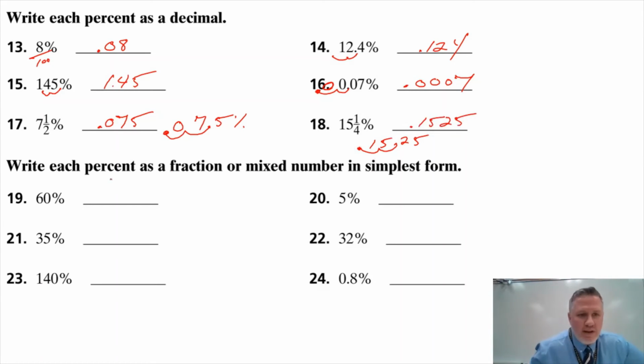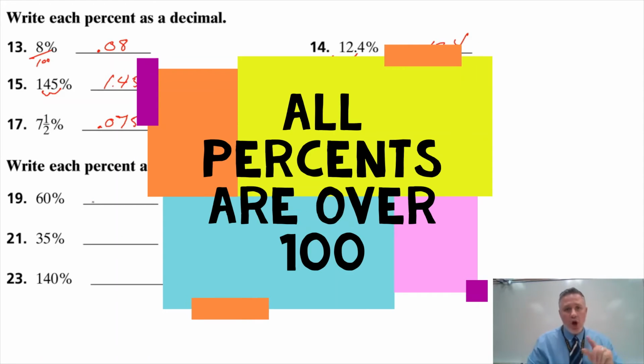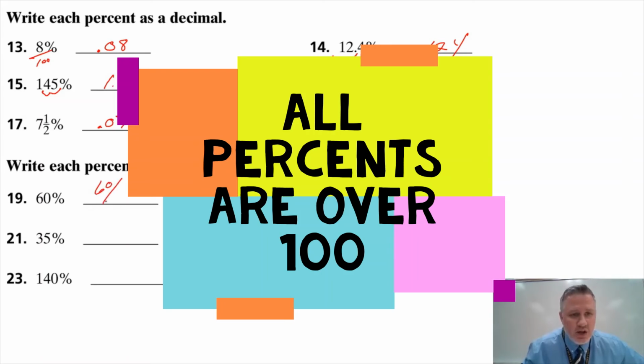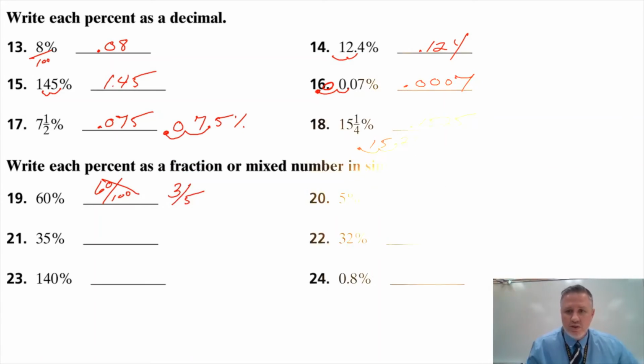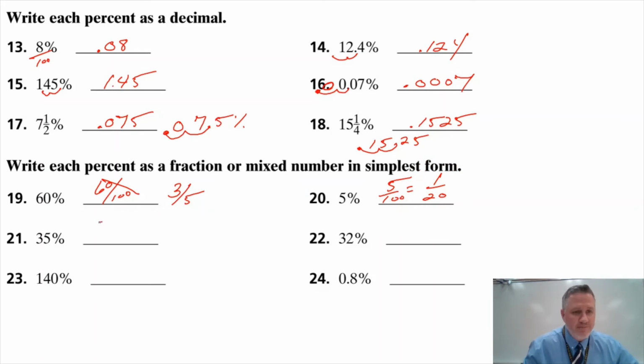All right, write each percent as a fraction or a mixed number. Remember, all percents are over 100. So this is 60 hundredths. Knock off the zeros, and you get 3/5. Okay, this is 5 hundredths, which simplifies to 1/20th. Divide by 5 over 5, right? 35 hundredths. Well, I divide by 5 over 5 again, and that simplifies to 7/20ths.